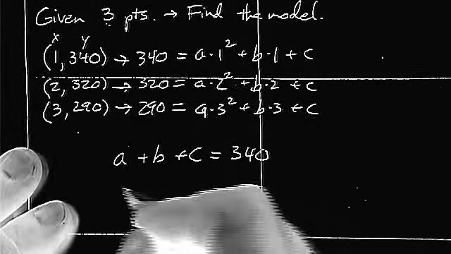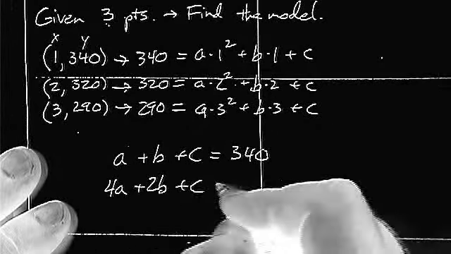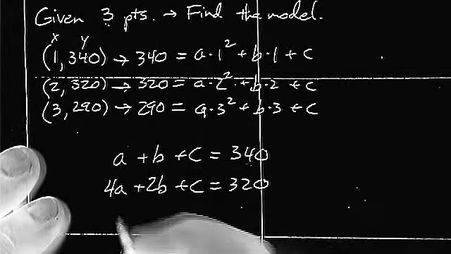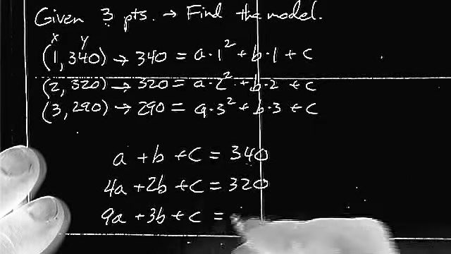And then 2 squared is 4, so that makes 4 a's, and then 2 b's, and 1 c equals 320. And then 3 squared is 9, so that makes 9 a's, and 3 b's, and 1 c equals 290.